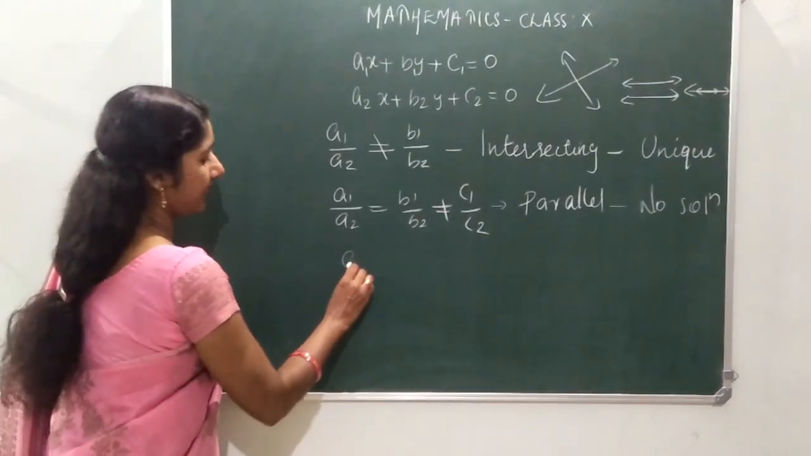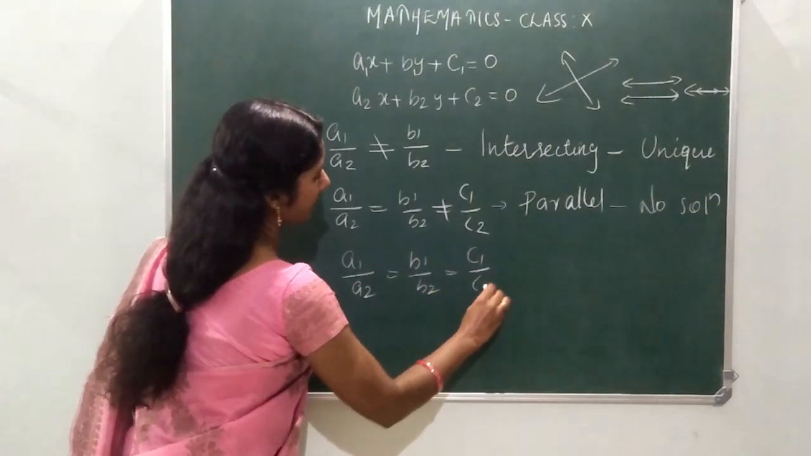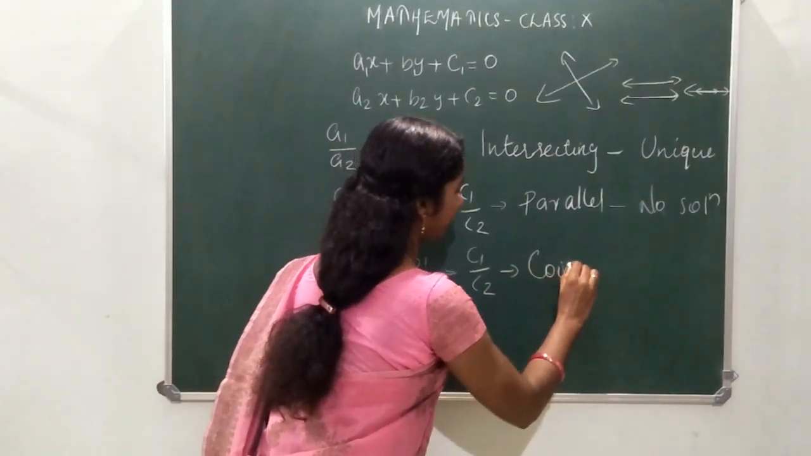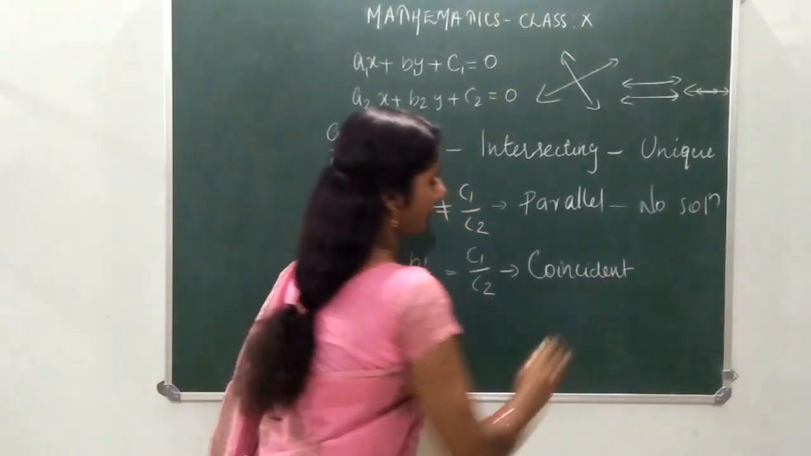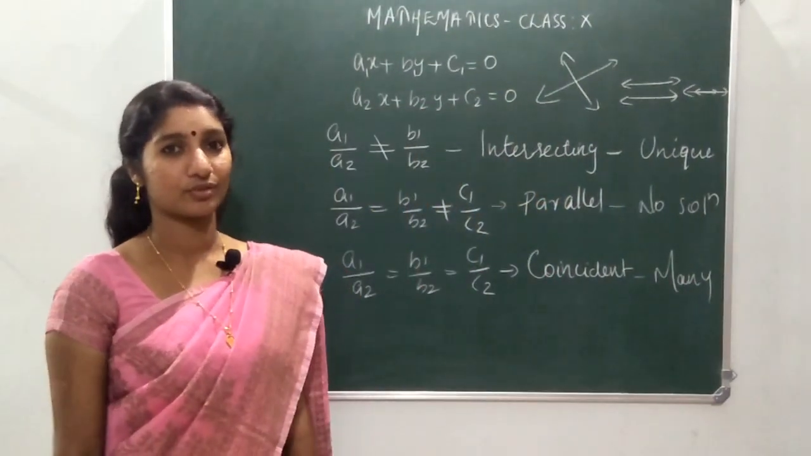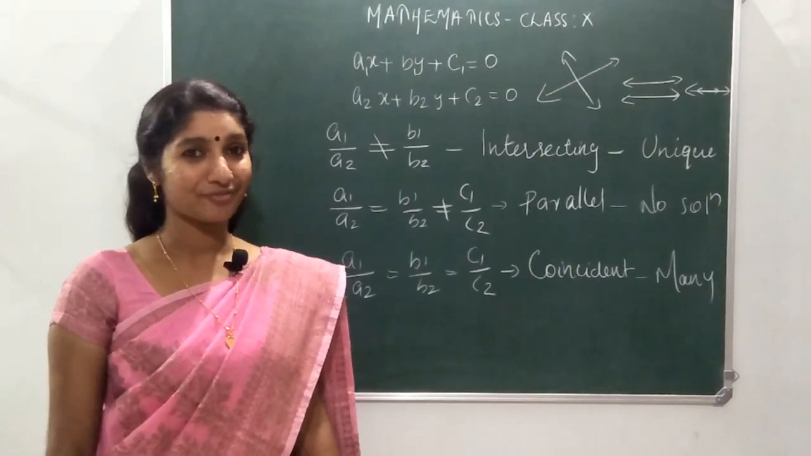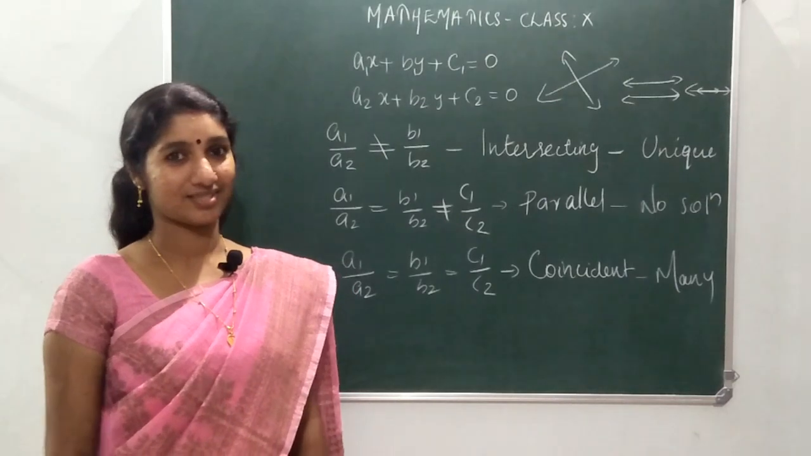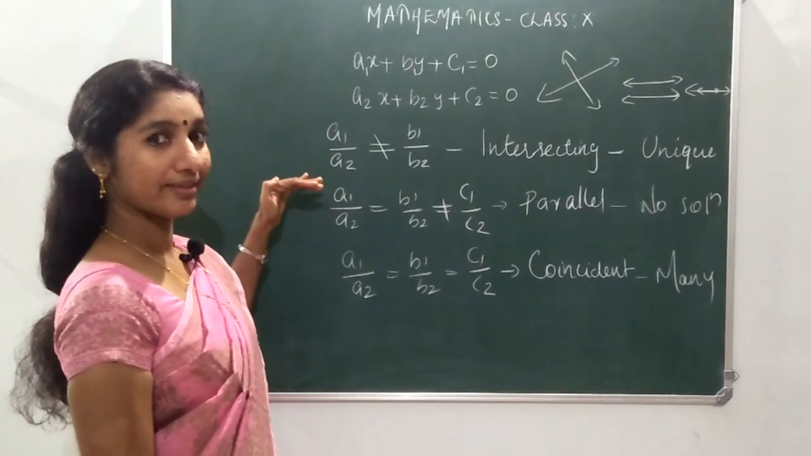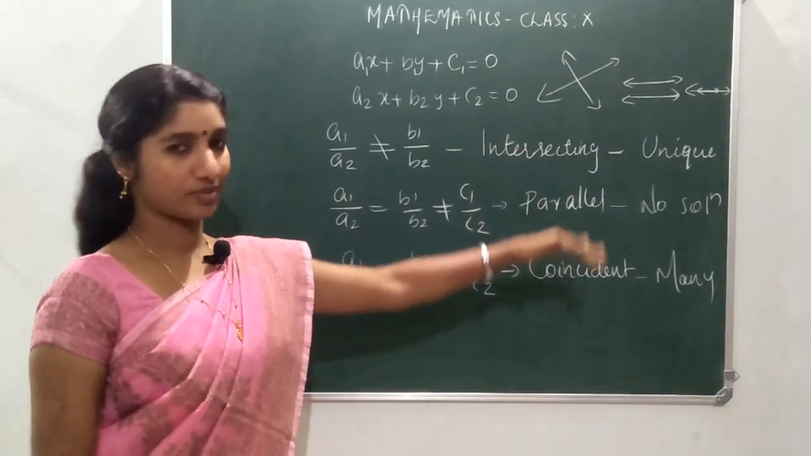Then see, if a1 by a2 is equal to b1 by b2 and that is equal to c1 by c2, then they are coincident lines. That means how many solutions? Infinitely many solutions for this pair of linear equations. So, easily we can find whether they will intersect, be parallel or coincide. How will we do it? By comparing the ratios of the coefficients. I think you understood this one.